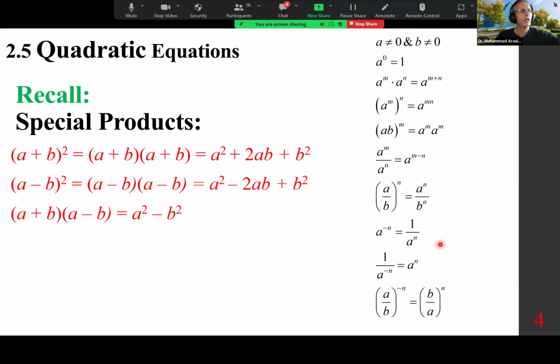Also, the special products, a plus b quantity squared. When you FOIL it as a plus b times a plus b, you get a squared plus 2ab plus b squared. A minus b squared is a minus b times a minus b, which becomes a squared minus 2ab plus b squared. And these are conjugates, a plus b times a minus b is a squared minus b squared. Extremely important to know them because mainly the reverse process, which is factoring, is going to be a piece of cake. Otherwise, it's going to be difficult.